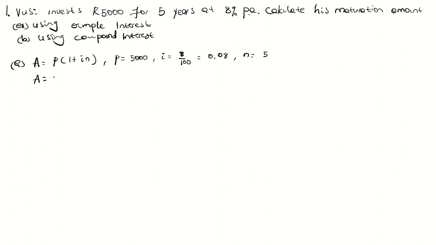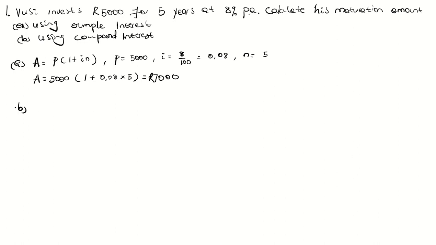Let's now do a substitution, and we have 5,000 multiplied, and our I is 0.08. We multiply that by 5. Let's see what that gives us. So in this case, the amount will come to 7,000 Rand, okay? The amount will come to 7,000 Rand.